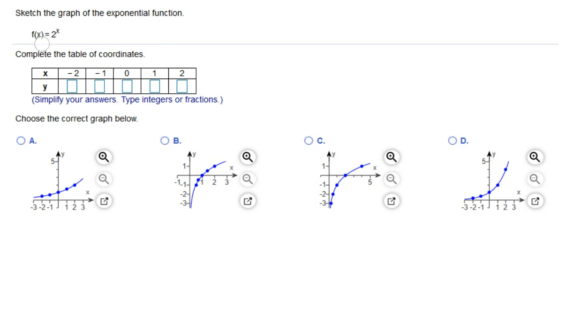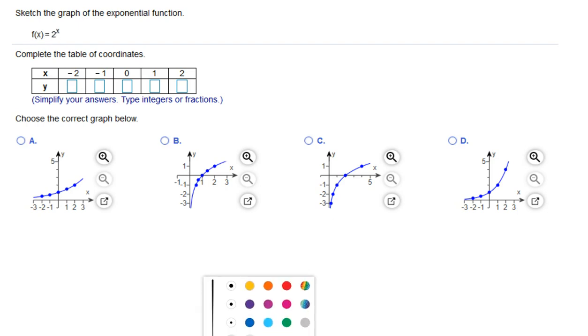The first question says, sketch the graph of the exponential function. Our function is f of x equals 2 to the x. What makes this an exponential function is having that variable in the exponent. So the x is the exponent, 2 is called the base, which is what the exponent is attached to.